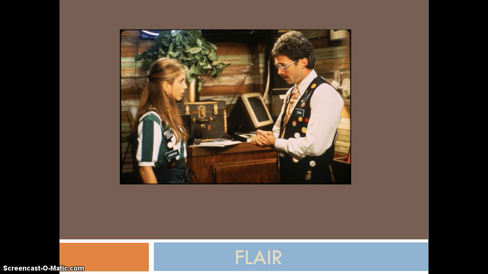Next word is flair, and this picture is from the movie Office Space. If you've never seen it, it's pretty good. It is probably from the early 90s, and that's Jennifer Aniston on the left there, and she works at basically like an Applebee's, TGI Fridays type of place, and the guy on the right there is complaining that she doesn't have enough flair on her shirt, on her suspenders that she's got there. He obviously has tons of flair, all those buttons and stuff like that.